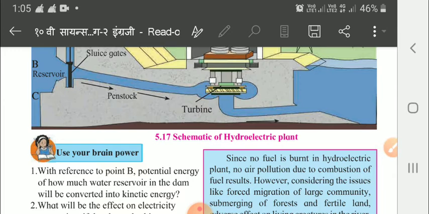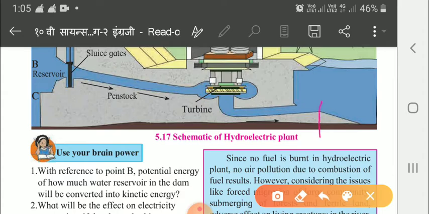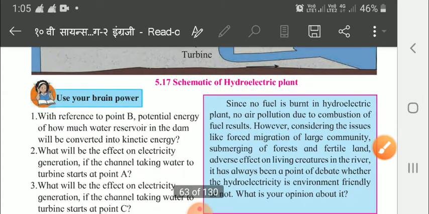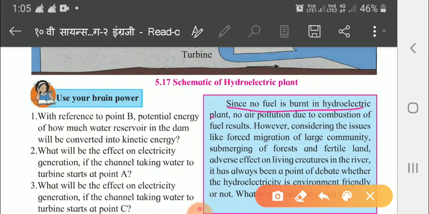Here we can see that no fuel is burned in a hydroelectric power plant, so there is no pollution. This point you have to note down: no pollution due to combustion of fuels. This is the advantage, but some disadvantages are also there.